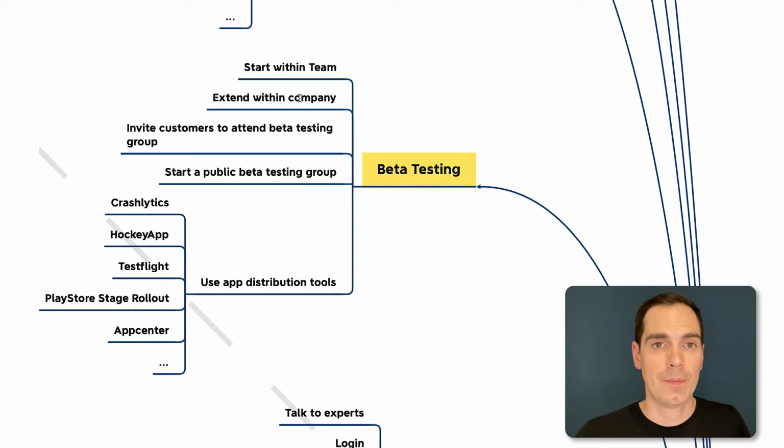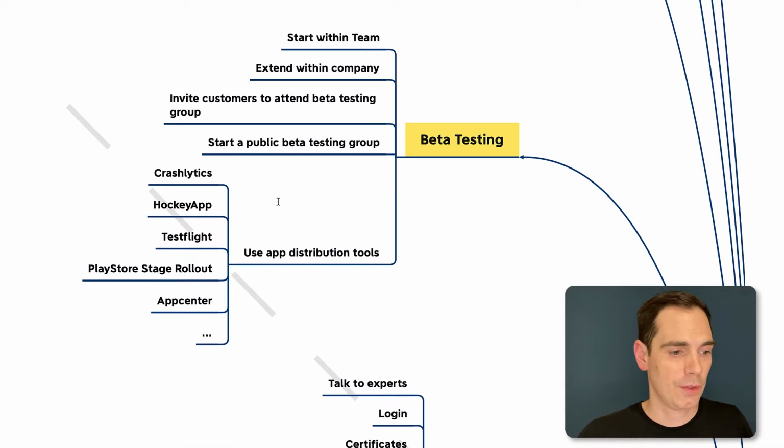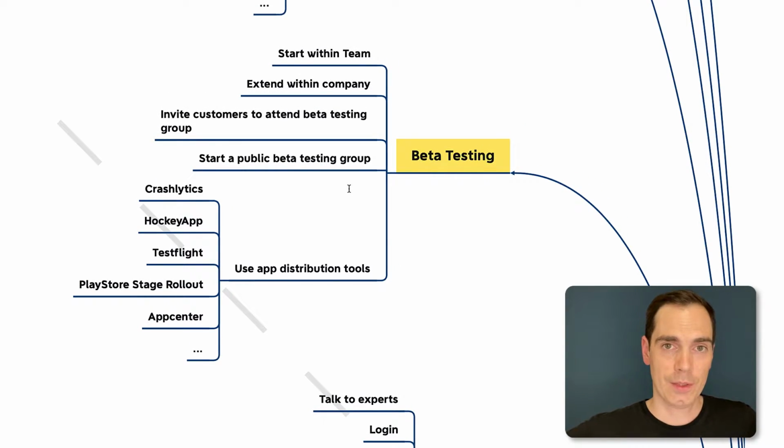So you can also invite people and then send them a new distributed beta build via, for example, TestFlight, App Center or any other tool that is out there in order to have the beta app installed on those devices. Yes, as I already said, there are some app distribution tools out there. So there's Crashlytics, there's HockeyApp, there's TestFlight. You can use the Play Store staged rollout, and you have App Center as well from Microsoft that can be used in order to distribute beta builds to your customers.